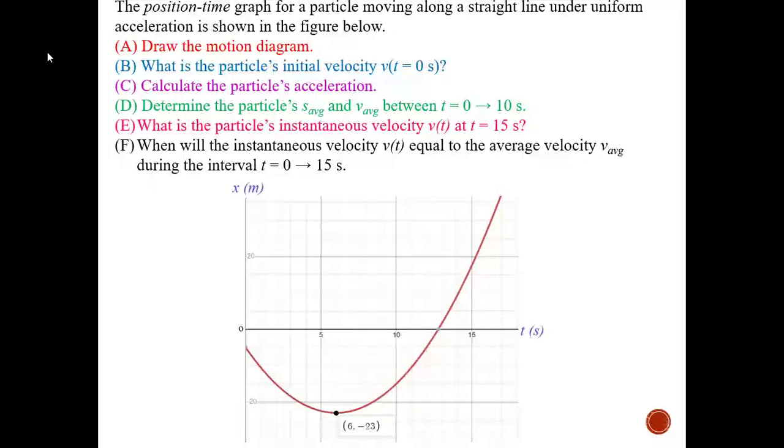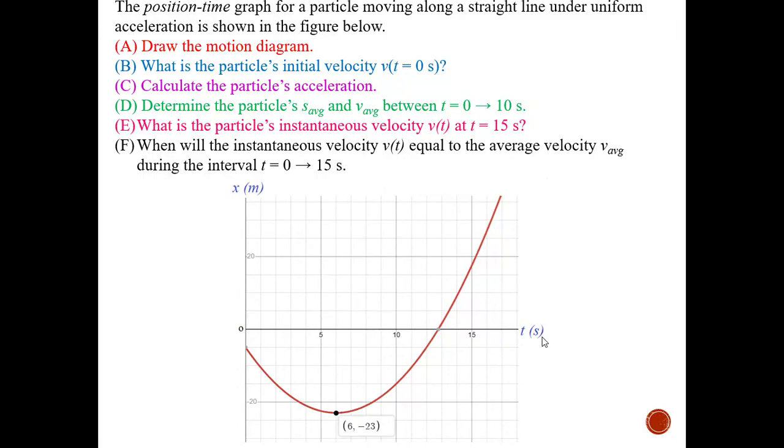All right, so in this one, we have a position-time graph for a particle that moves in a straight line under uniform acceleration. And it wants us to do A, B, C, D, E, and F. If you need to pause, read. So here we go. Here is an x of t graph. X for position, t here is time on the horizontal axis.